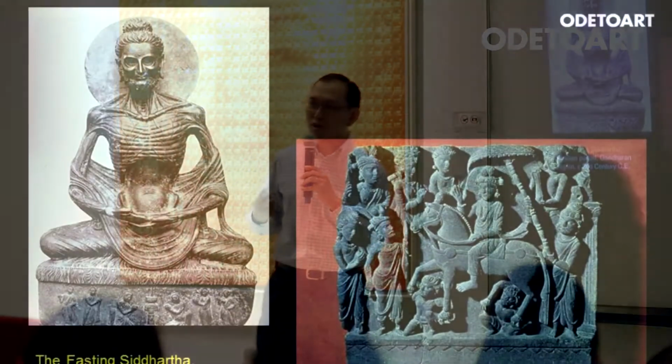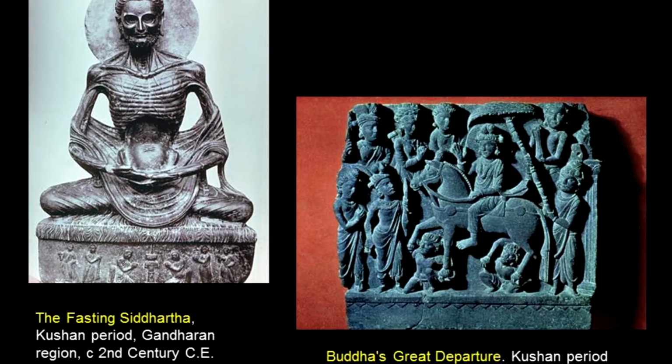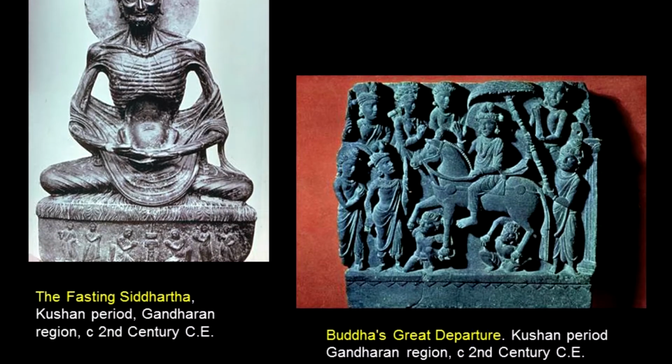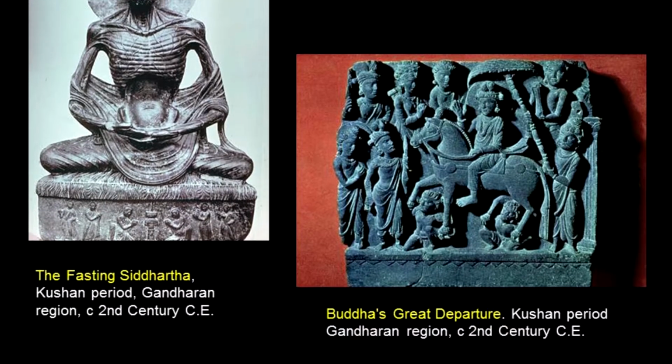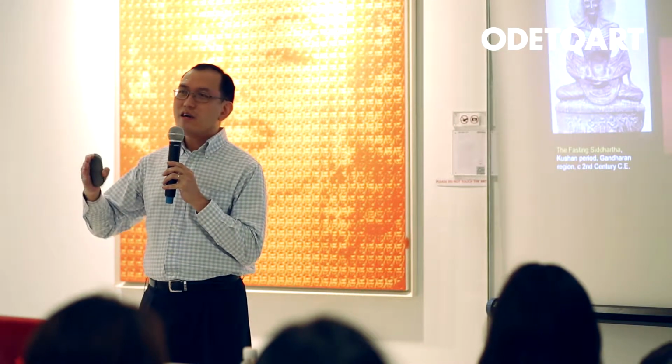So to continue the story, the Buddha decided, now he had a wife, he was married, and I believe he had one child. But he decided to leave everything behind and sought life as an ascetic in the forest. So he left the palace in what is known as the Great Departure. And on the right you see an example of a relief sculpture depicting the Great Departure.